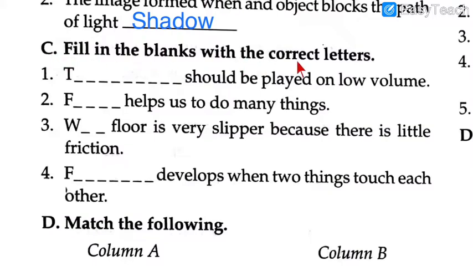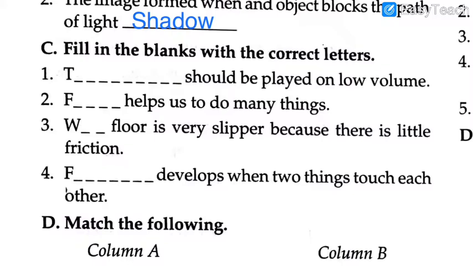Fill in the blanks with the correct letters. Already the hints are given with one letter. You have to just guess the correct answer with the starting alphabets given here. And then you will get the answers. So let's get started. Number 1, T blank should be played on low volume. Okay, which is the word that starts with T and we should play that thing with the low volume.